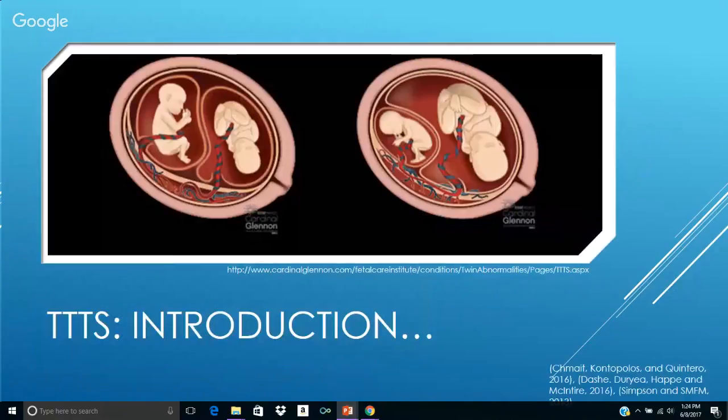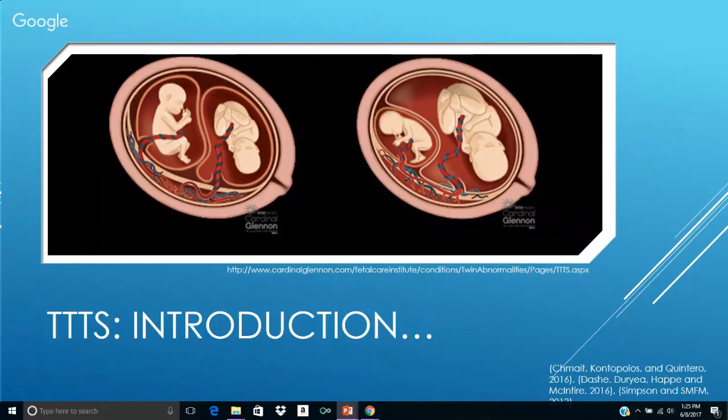So a little introduction on TTTS. This is two twins with unorganized, unequal, chaotic blood flow. This results in a donor and recipient twin. So the definition is, in order to diagnose TTTS, these twins must have a monochorionic pregnancy, which I just touched base on. These are identical twins with a shared placenta.